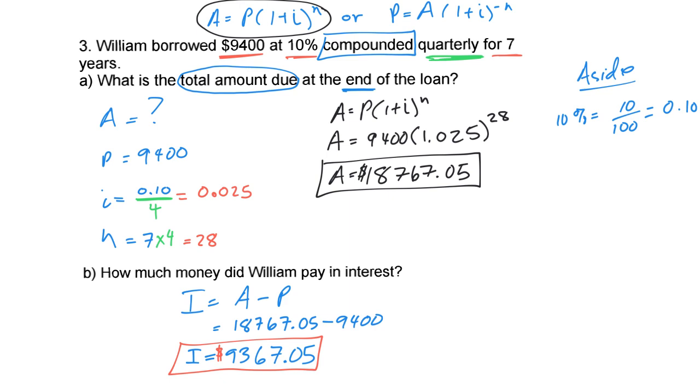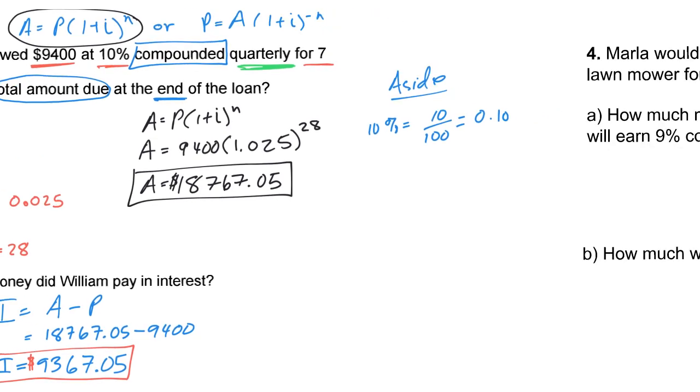$9,367.05. Okay, now remember, you always have to subtract the biggest number minus the smallest number to get your answer. All right, so now let's move on to our next concept.